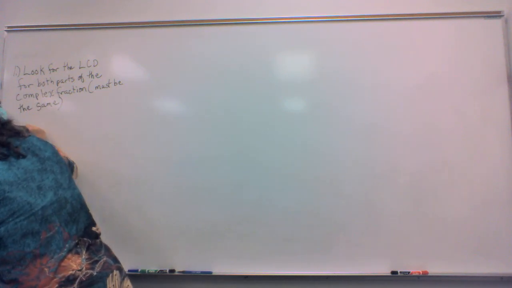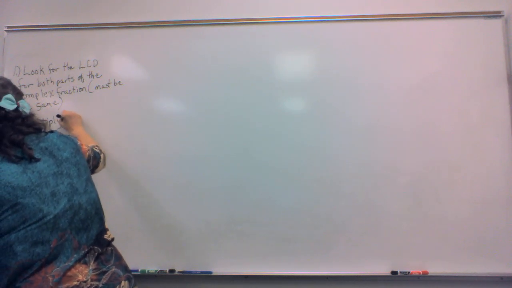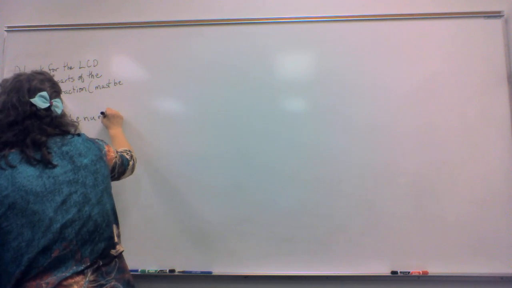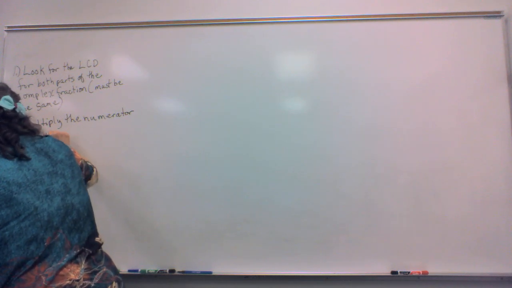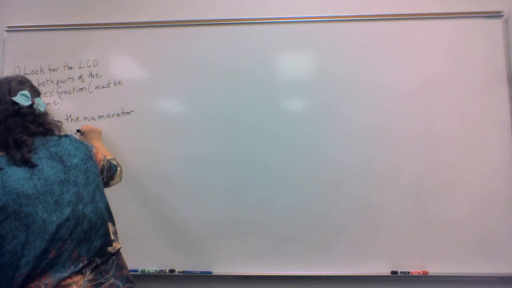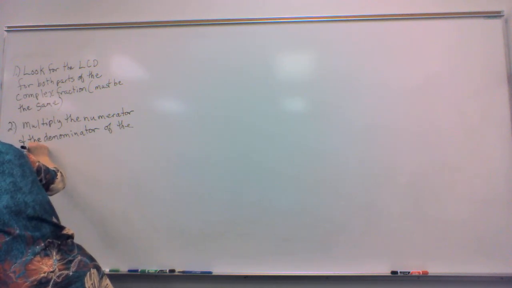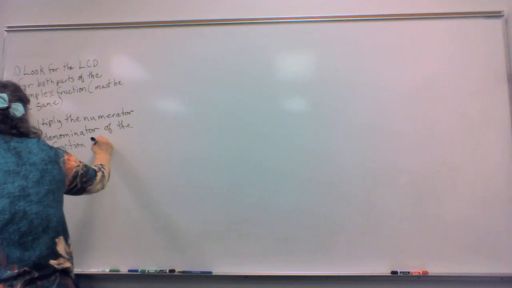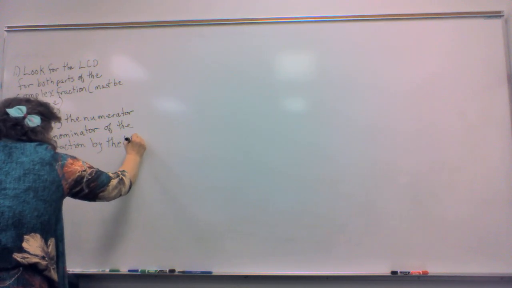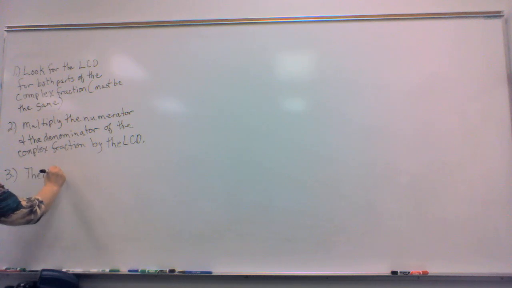Your second step, multiply the numerator and the denominator of the complex fraction by the LCD, the lowest common denominator. And 3, then simplify each part.